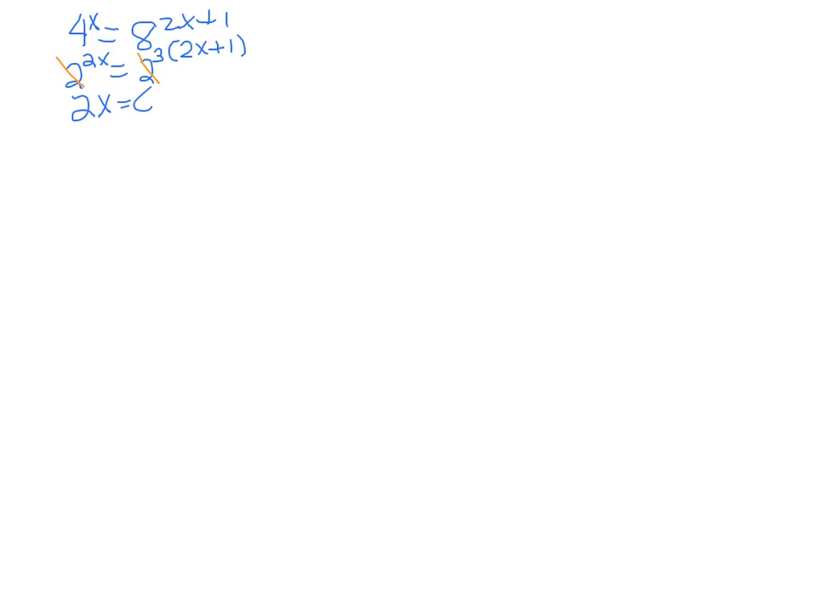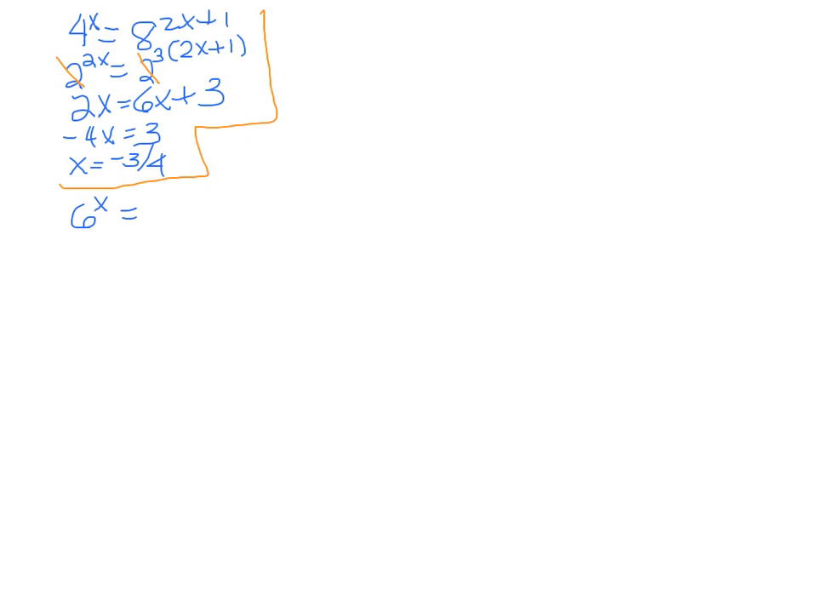2x equals 6x plus 3. So that makes it a much nicer problem, and we can subtract 6x equals 3, so we get that x equals a negative 3/4. Okay, so that was the first problem. It's nice if you can write them with the same base, but as we said, that's not always possible.